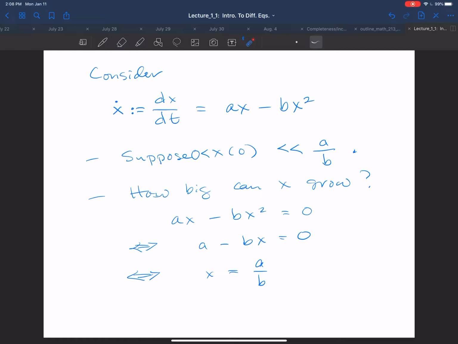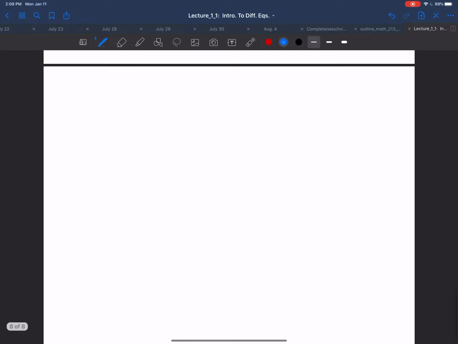X will start out growing exponentially if initially x is much smaller than a over b. So this second term is very small compared to ax. So we should essentially have exponential growth around the time t equals 0, but as x gets bigger and bigger, that growth should level off, and we should expect to approach an asymptote at x equals a over b. So let's see what we get when we actually find the solution of this differential equation, or the solutions.